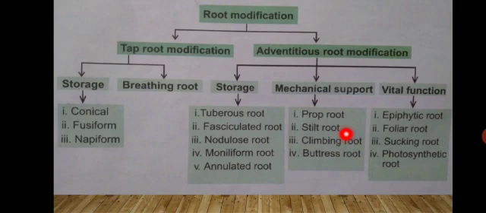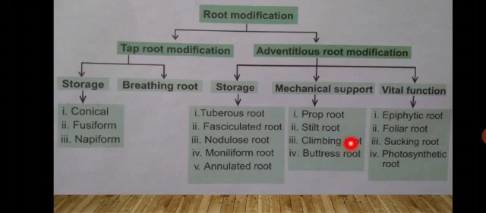The stilt roots are bunches of thick roots that can be present in some plants. For example, sugar cane, Saccharum officinarum, in Tamil we say karumbu. Then the next one is Zea mays, maize, in Tamil makkacholam. Pandanus, in Tamil we say thazhampoo. Then Rhizophora. These are some of the examples for the stilt root. Here in the stilt root, a bunch or tuft of roots is present.